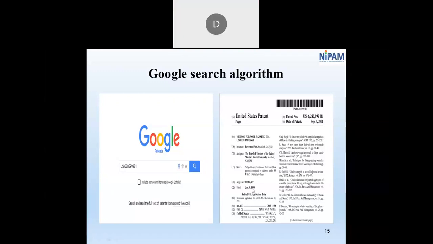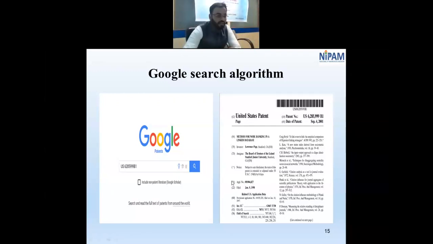You can also find the date when this particular application was filed in the US Patent Office. It was filed on January 9, 1998. You can also find the patent number and the date of patent, I mean the date when this particular patent was granted after it ended its legal course. You can search for this particular application by typing this application number on Google Patents.